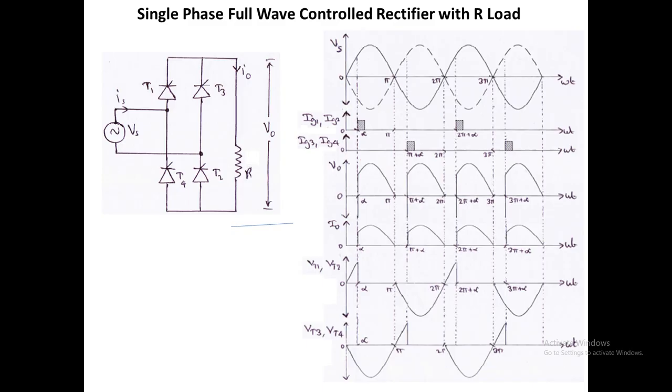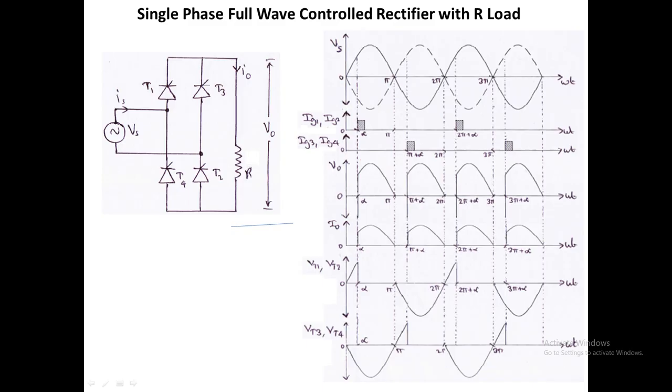So alpha, that is the firing angle, plays an important role. By varying alpha from 0 to 180 degrees, we can vary the output voltage from the maximum value to 0 voltage. For alpha equal to 0 degrees, we will get the maximum output voltage, and for alpha equal to pi, that is 180 degrees, we will get 0 output voltage. For the positive half cycle T1 and T2 will be conducting from the angle alpha. So this is the firing angle alpha.